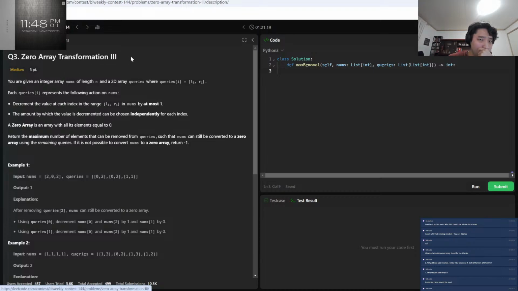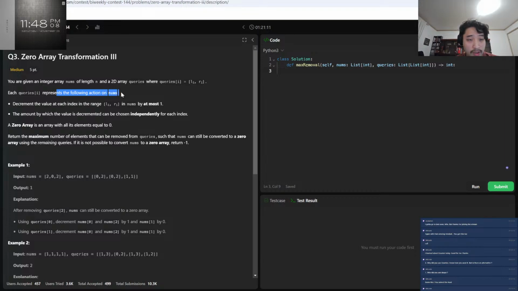Because I've done 1 and 2, so I'm surprised. You can see 3 here. You're given an integer array nums of length n, and yeah. It's the following actions on nums. Decrement the value of each index.